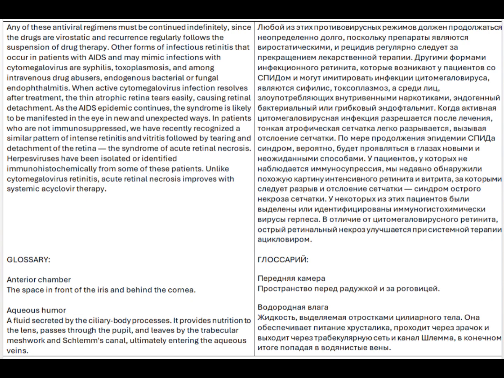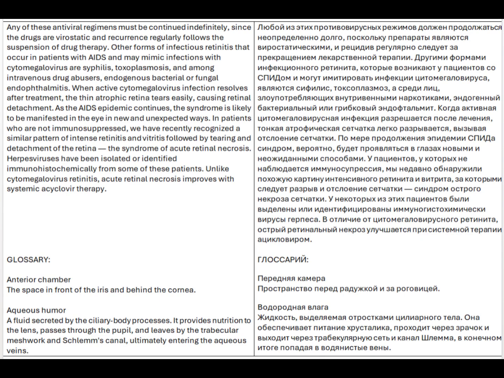Other forms of infectious retinitis that occur in patients with AIDS and may mimic infections with cytomegalovirus are syphilis, toxoplasmosis, and, among intravenous drug abusers, endogenous bacterial or fungal endophthalmitis. When active cytomegalovirus infection resolves after treatment, the thin atrophic retina tears easily, causing retinal detachment. As the AIDS epidemic continues, the syndrome is likely to be manifested in the eye in new and unexpected ways.